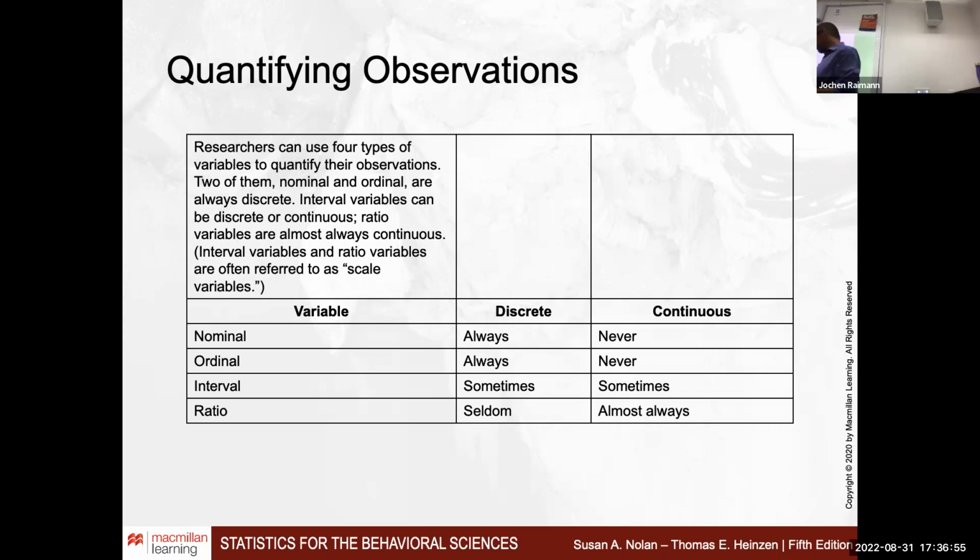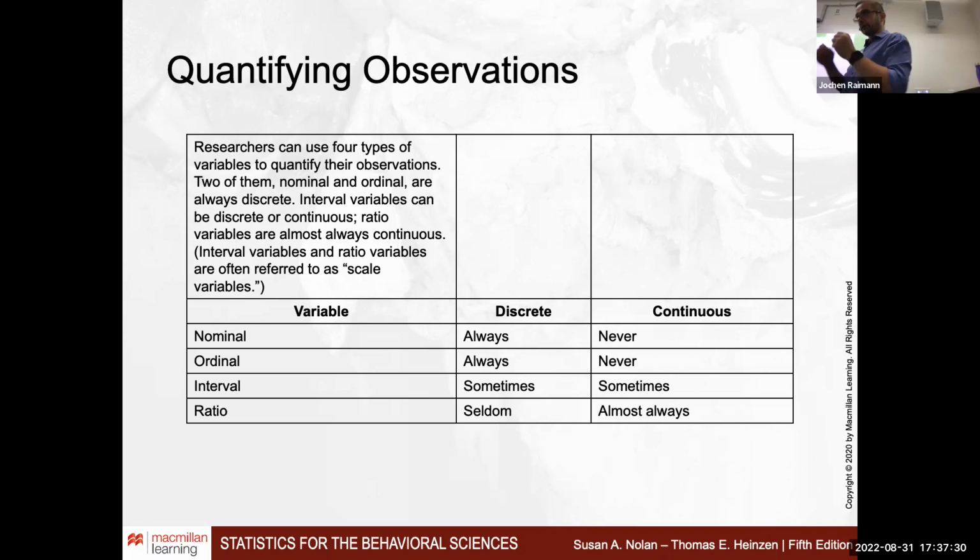Interval variables are sometimes discrete. Why are they discrete? If I study fetuses, for example, that is a certain range of months. A fetus can be a fetus. And this is an ordinal kind of variable, and essentially this can be treated as a discrete variable. In most cases, however, it's continuous. A ratio variable is very seldom discrete, but almost always continuous. So there's a little bit of an interplay.